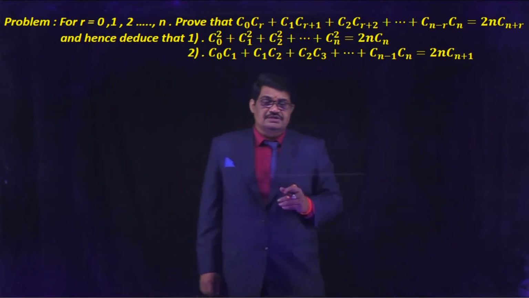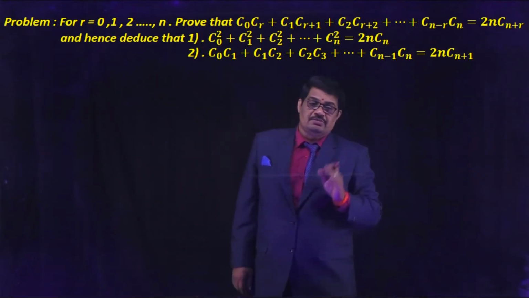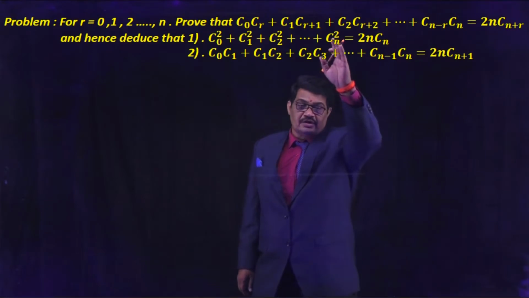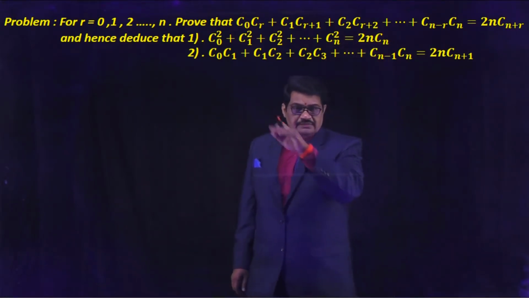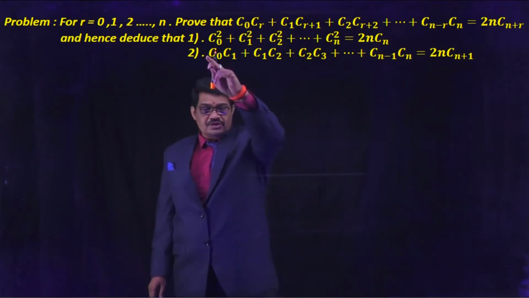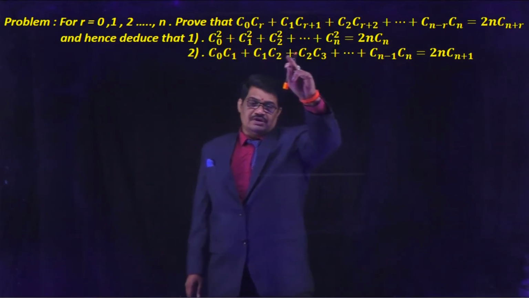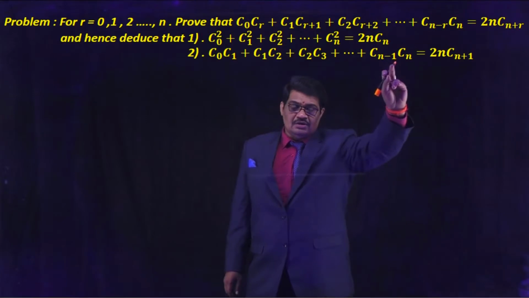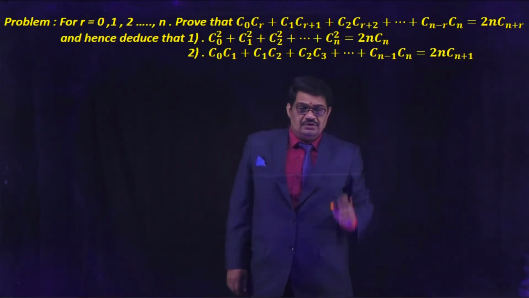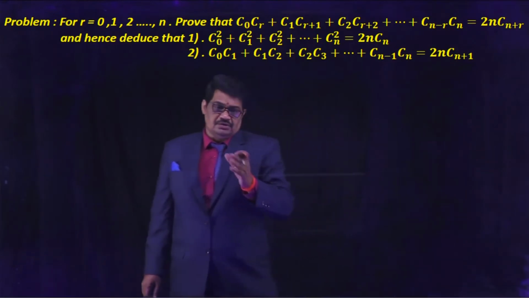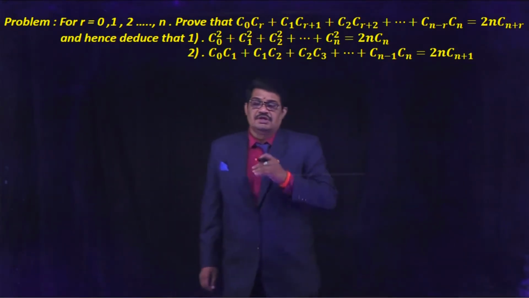The first one is C0² + C1² + C2² and so on + Cn² is equal to 2nCn. And the second one is C0 C1 + C1 C2 + C2 C3 and so on + C(n-1) Cn is equal to 2nCn+1. Now we are proving these results. See the proof.